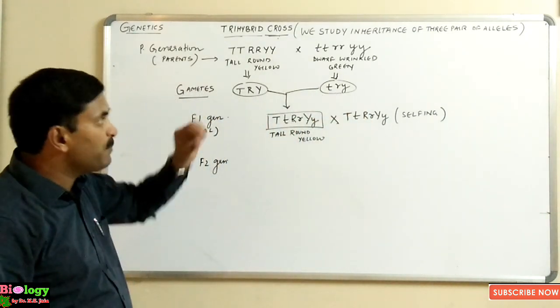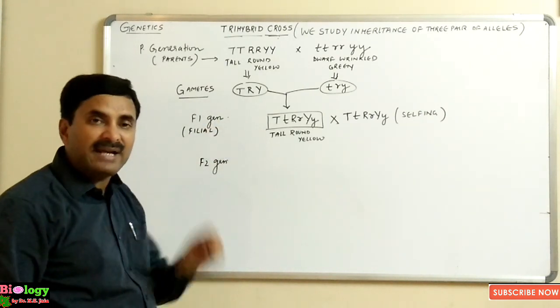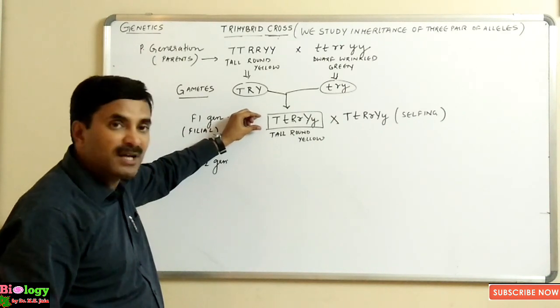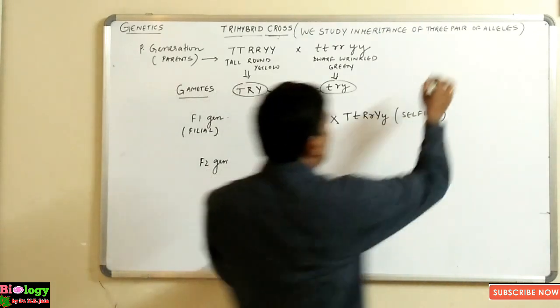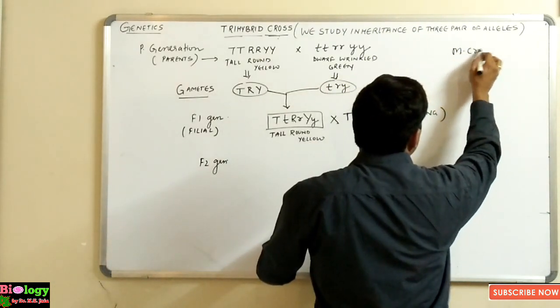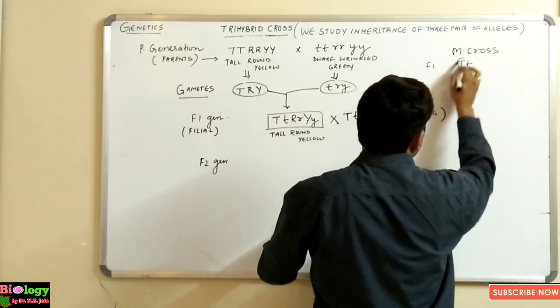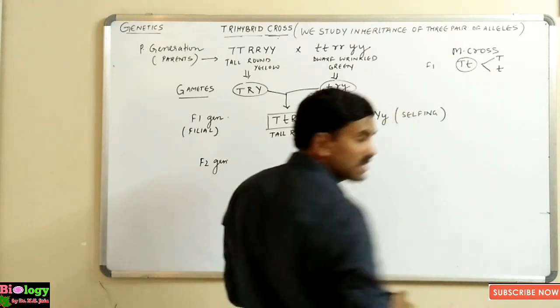Now the very important thing is that in the case of the monohybrid cross and the dihybrid cross, the genotype of the F1 generation was too small, so the gamete formation was very easy. Say, in the case of the monohybrid cross, you have seen that in F1 generation we got capital T, small t, so it was very easy to make 2 gametes from them.